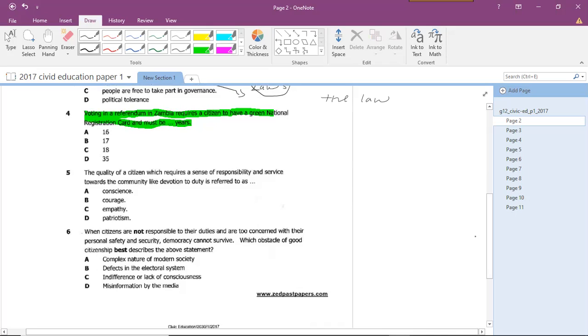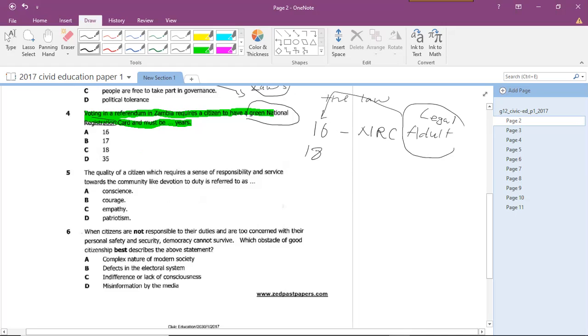A, 16. Age? A, 16. I see, 16 years old. So no wonder this is the distinction that I was trying to make. So there is this part here. First of all, you have to have obtained a green national registration card. So at 16 years, you can get your NRC, but you're not considered an adult. So for you to vote, you have to be a legal adult. At 16, you can get your NRC, but you won't be allowed to vote.